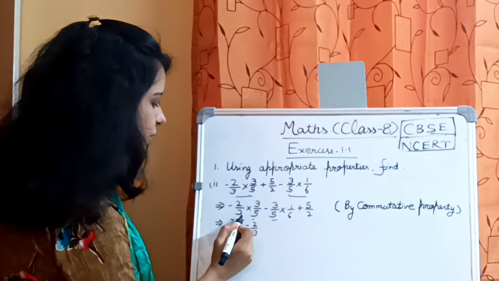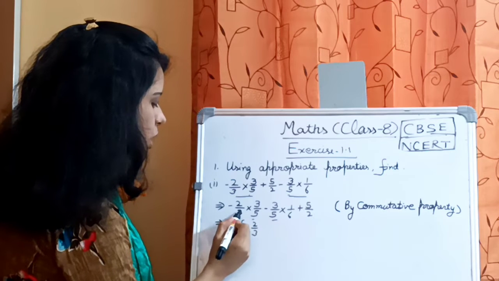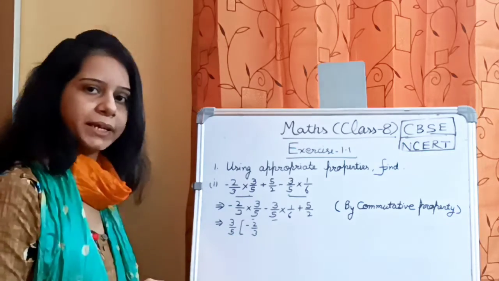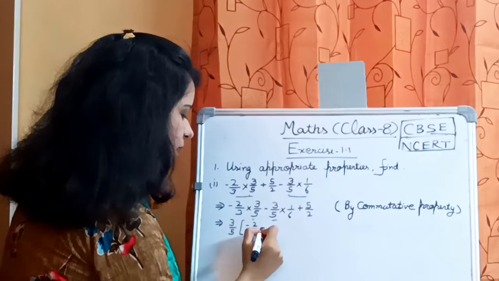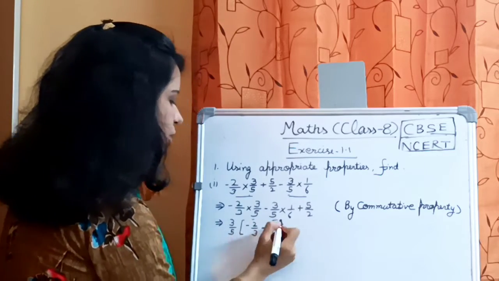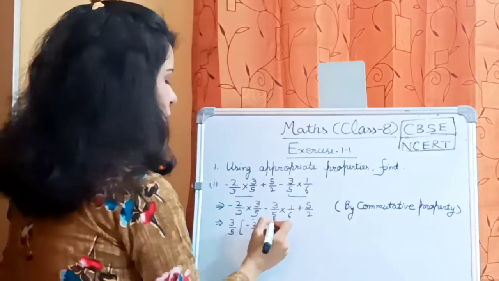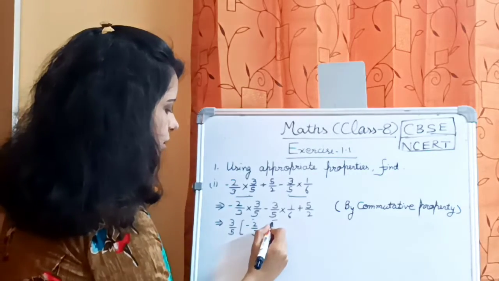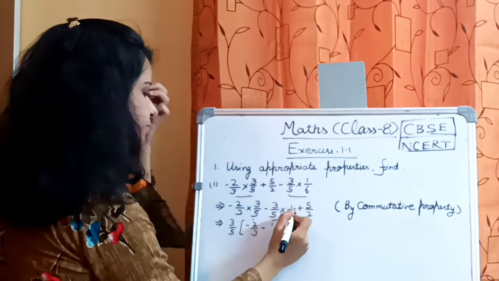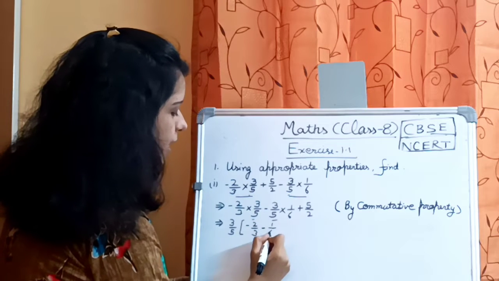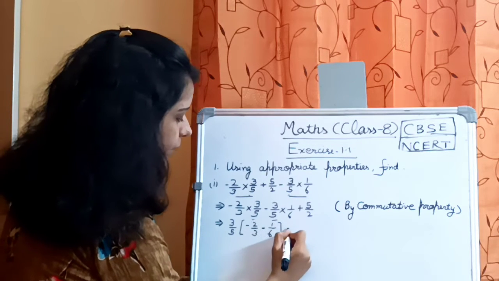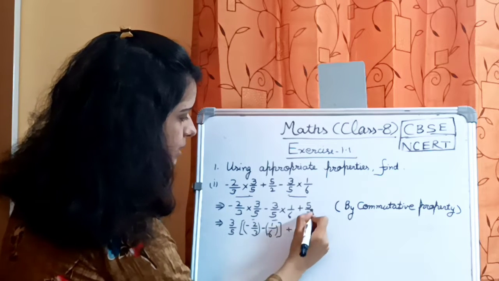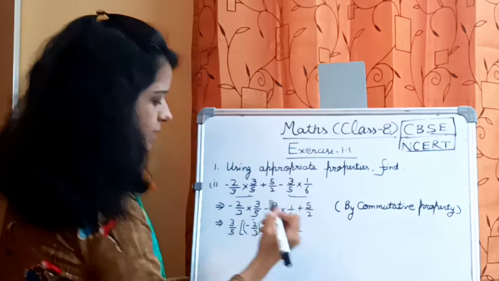Here, what we have left, minus 2 upon 3. So here, we'll write minus 2 upon 3 within bracket. Okay? And again minus. And 3 upon 5 we have to write outside because 3 upon 5 is common in these two terms. Okay? Now, what we have left, 1 upon 6. So, we'll write 1 upon 6 here. Okay? And plus 5 upon 2 we'll write as it is.